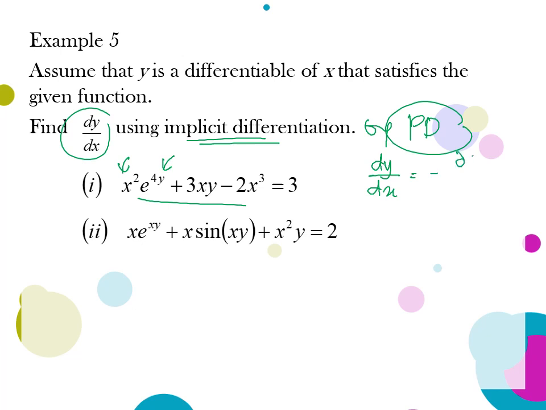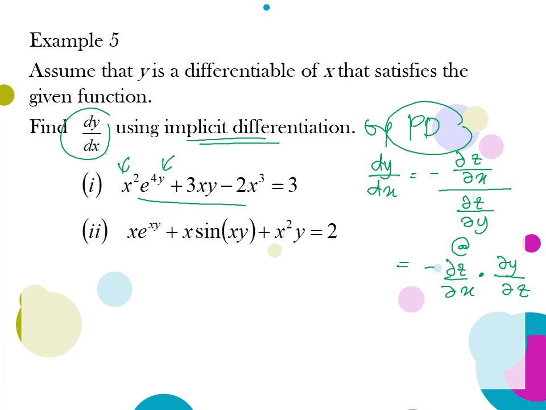Given the formula, if you want to find your dy dx, this is equivalent to negative of del z del x over del z del y, or it is equivalent to negative del z del x multiplied by del y del z. You can use any of these two formulas. So let us do it for this one.